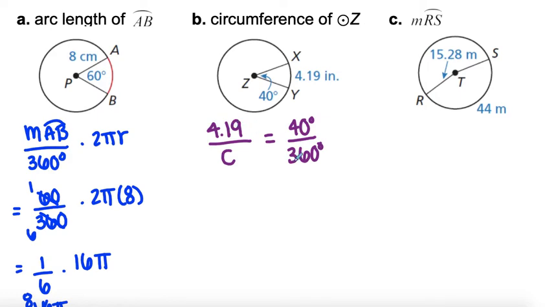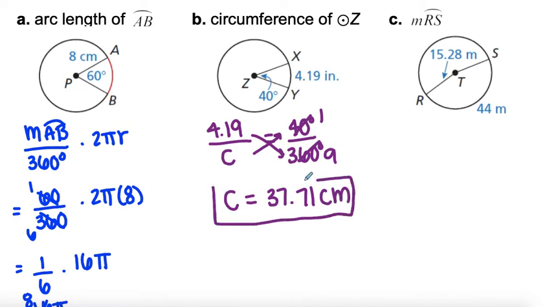Okay, so I could go straight into cross multiplying, but it's actually easier if we go ahead and simplify this fraction first. And I do notice that 40 actually goes into 360, and it goes into it 9 times. And then now from here, I want to cross multiply. So C times 1 gets me C. 9 times 4.19 gets me 37.71 centimeters. And so that's going to be my answer.